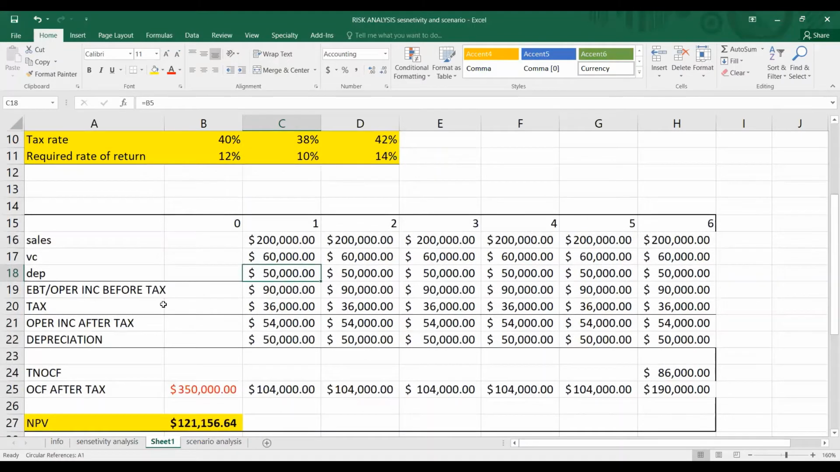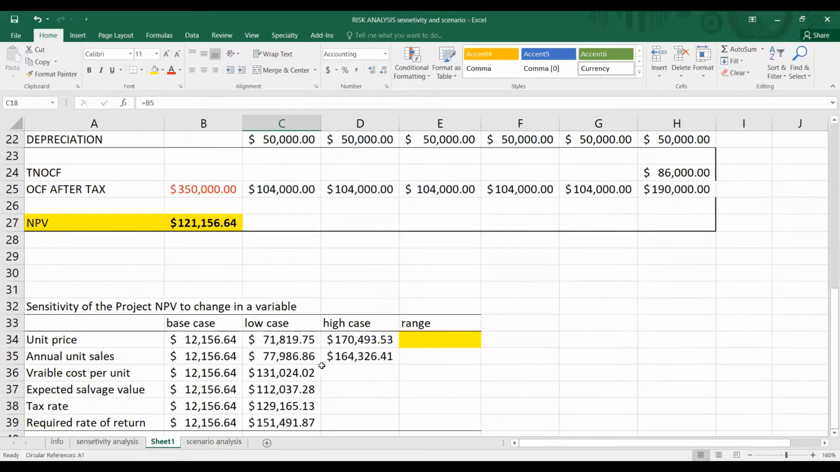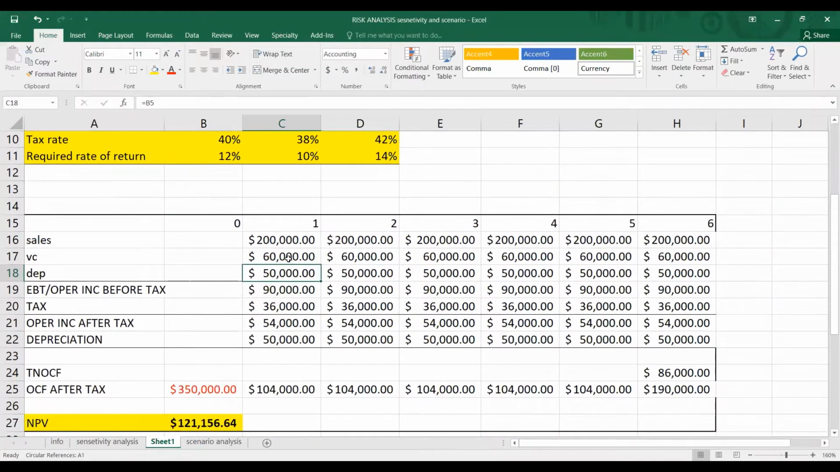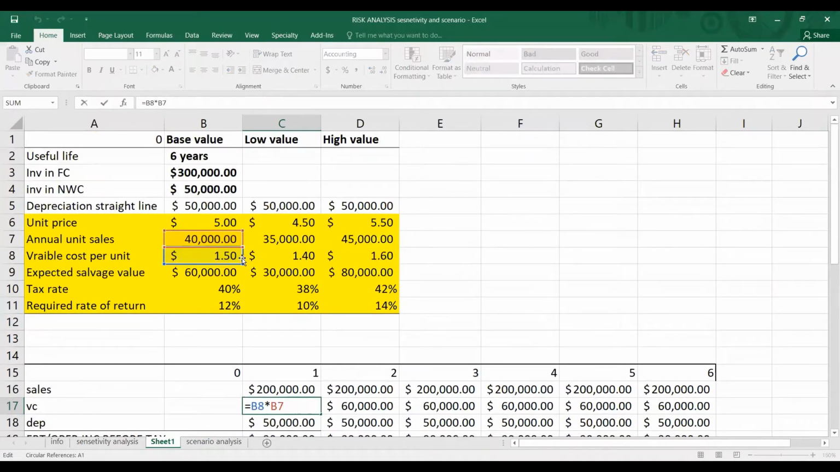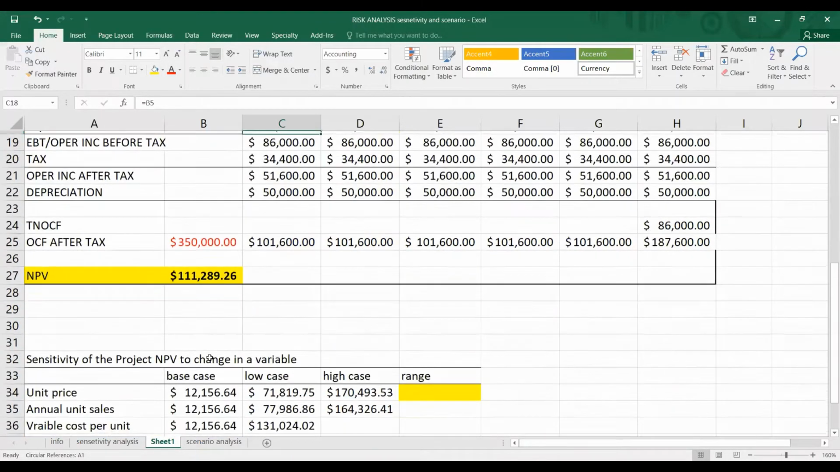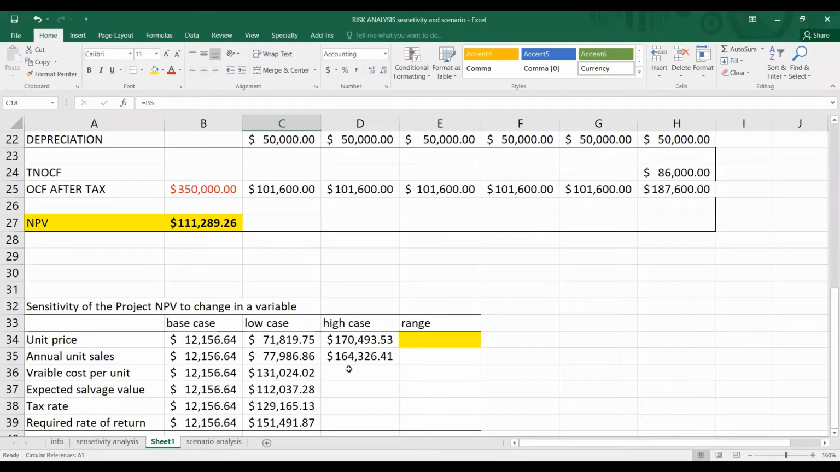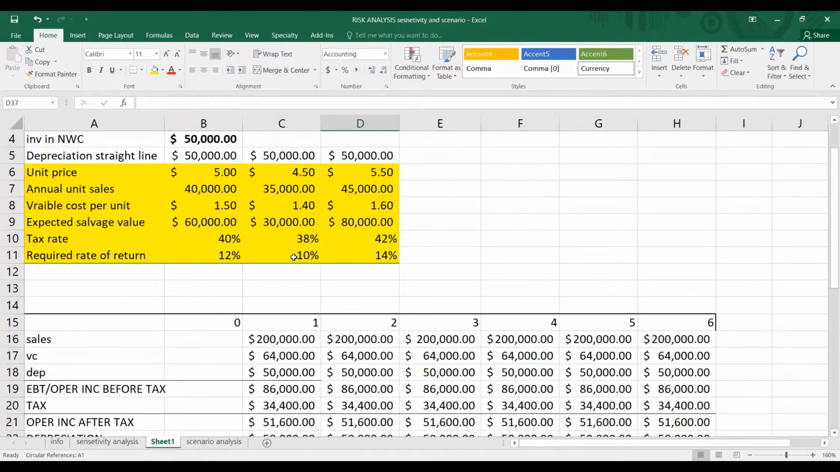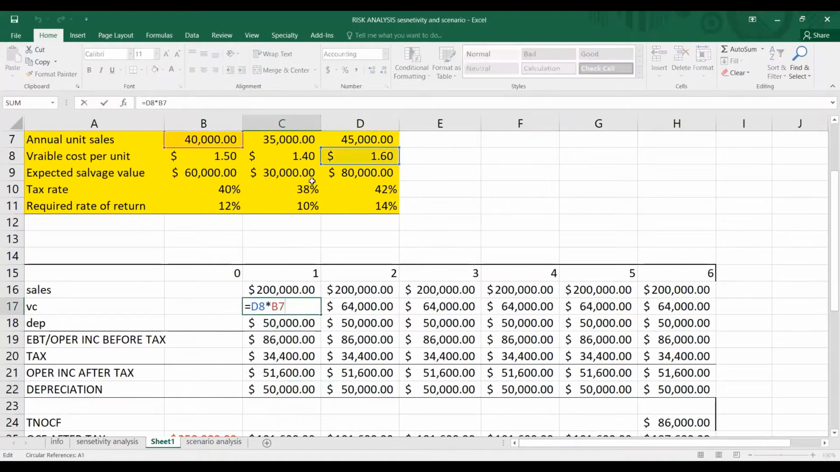Okay, now I should change the variable cost per unit only. If this is so, my price increases here, and see what happens to your NPV. Next is the expected salvage value, but before doing that, I should return it back.